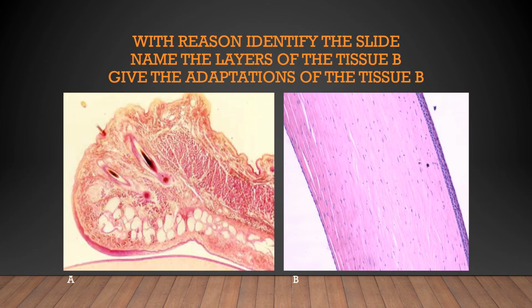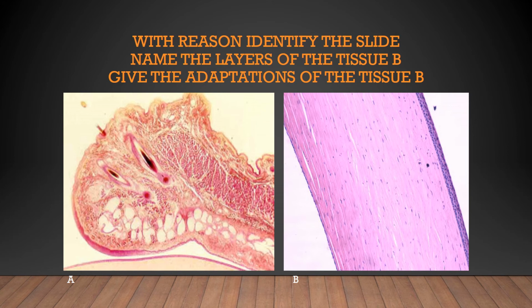So the slide labeled A is of the eyelid. It has thin skin on one side, which is stratified squamous keratinized epithelia, and palpebral conjunctiva on the other side, which is stratified columnar epithelia. It also contains skeletal muscle in cross-section. That's the orbicularis oculi muscle.